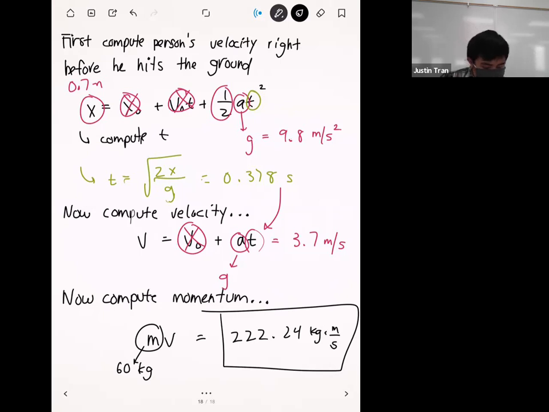All right. Okay, and so that's how much momentum that he has. In order to stop this momentum, when the person hits the ground, the normal force from the ground is going to apply an upward force to reduce this momentum. And so the next step is we're going to compute the magnitude of that force that's needed to stop this momentum. Any questions on this?